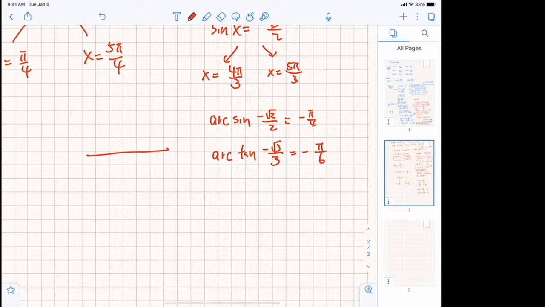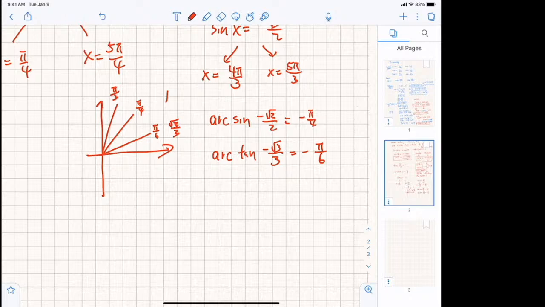Okay, for those of you who don't know, I'm going to help you. Tangent at pi over 6 is going to be square root 3 over 3. Tangent at pi over 4, because sine and cosine are the same number, the result is 1. At pi over 3, it's going to be square root 3. And that's going to reflect on all the quadrants. That's the best way to know it.